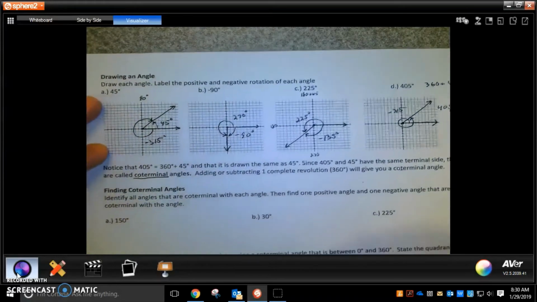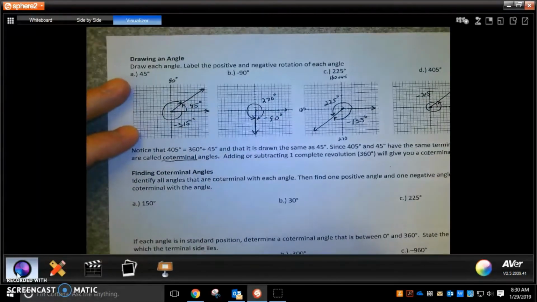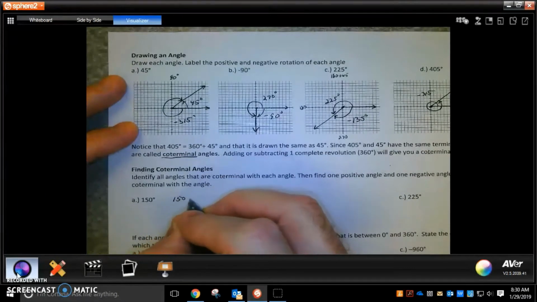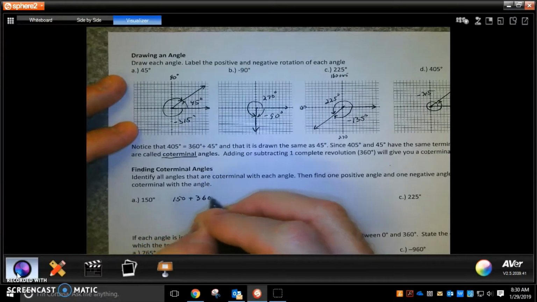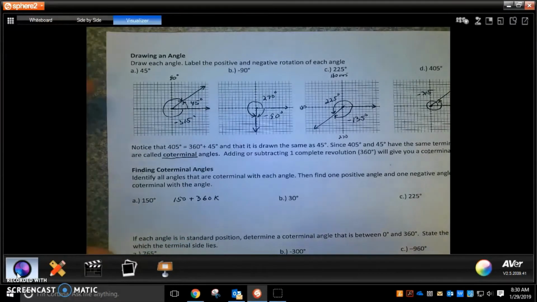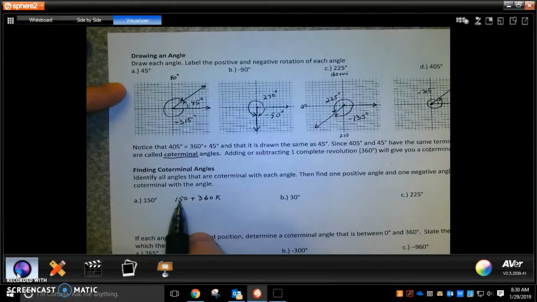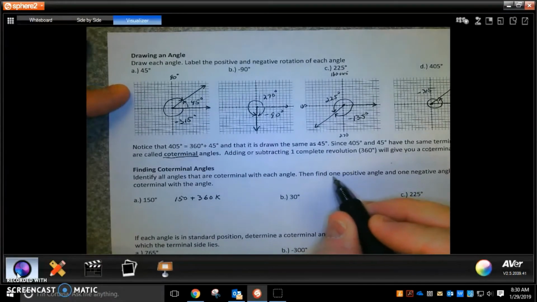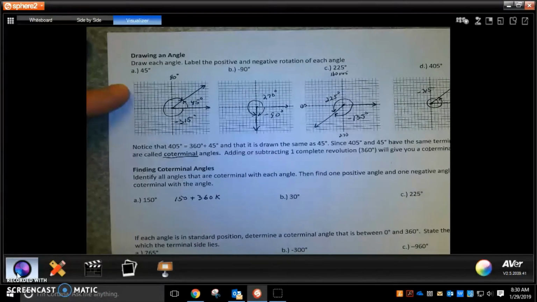All right? Well, if you want to say all, here's how you would do it. A 150 degree angle would be 150 plus 360k, where that k just means all multiples. So all multiples of 360 added to 150 will give you a coterminal angle. But then the directions say find one positive and one negative angle.